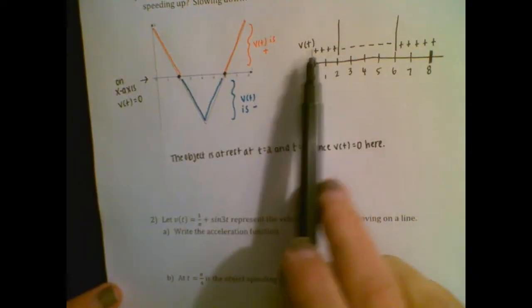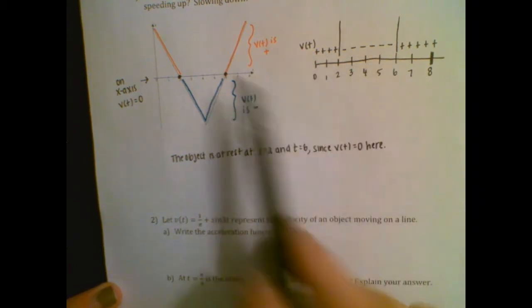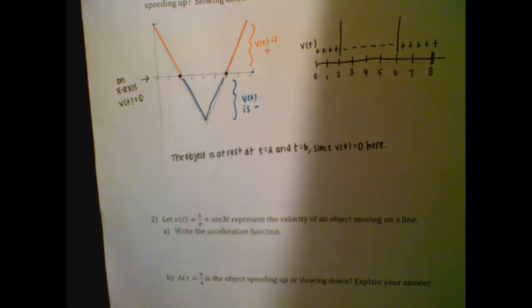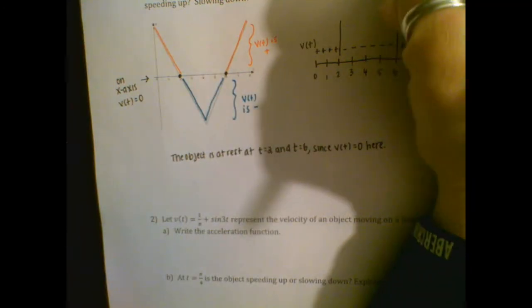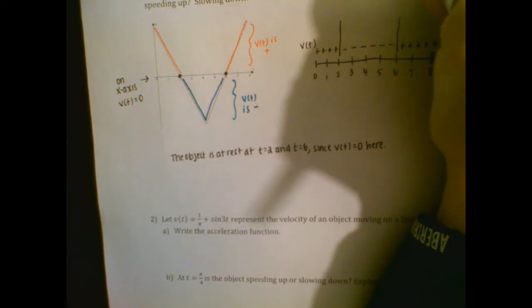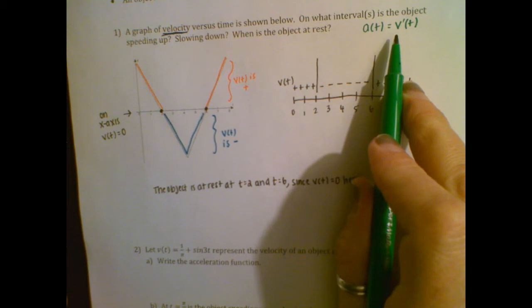Okay, so we know information about velocity. We know when it's at rest. We know where it's positive and where it's negative based on where it is on the x-axis, whether it's above or below. But we also need to talk about the acceleration. Well, we know that the acceleration is the derivative of velocity. So a of t is the derivative of velocity.